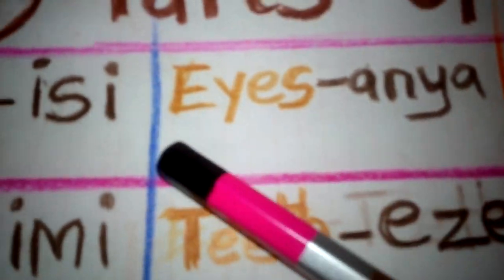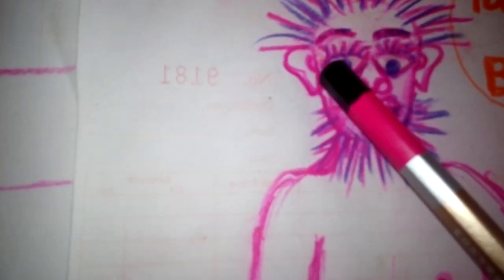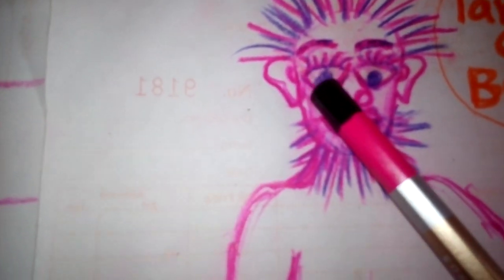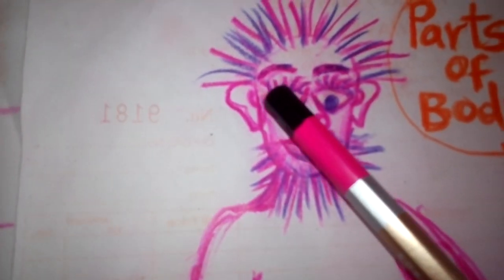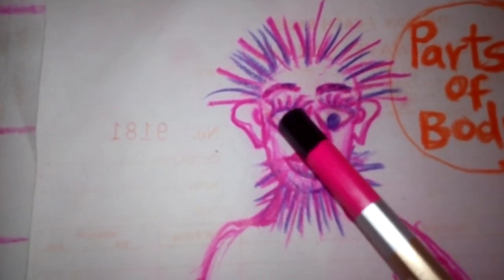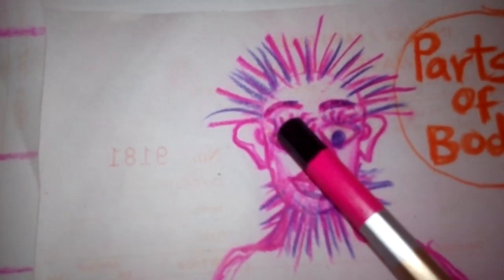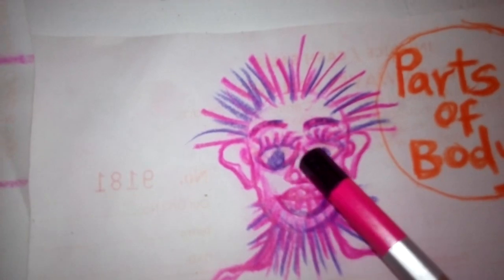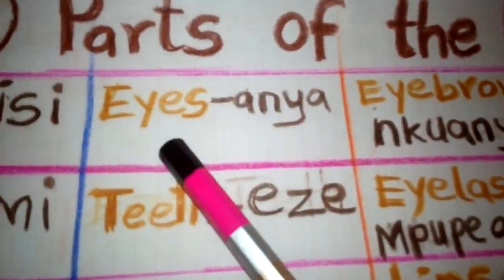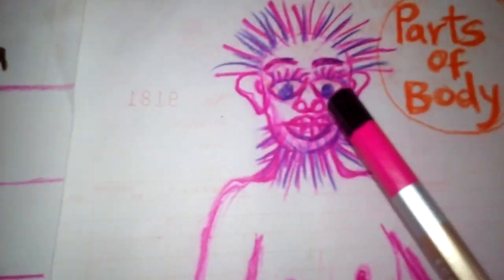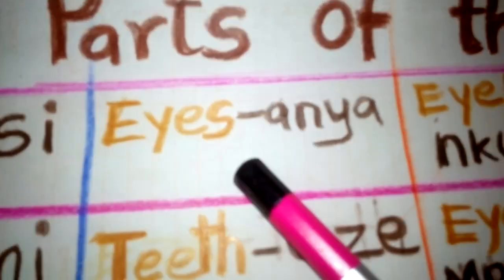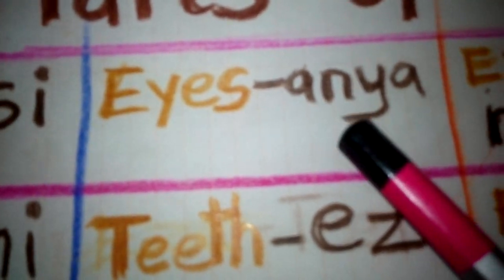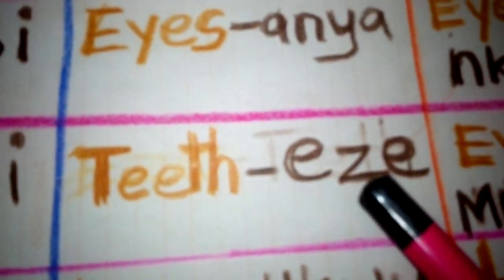Eyes, anya. Anya is here. These two round places where you look at things, you see with, are called anya, your eyes. Anya in Igbo language.